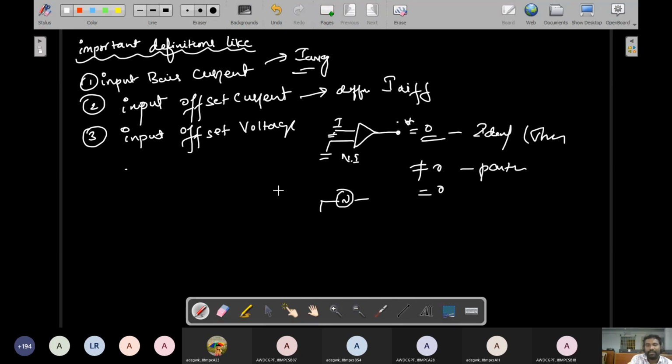Remember everybody, these three definitions we discussed yesterday: the input bias current, input offset current, and input offset voltage. Right now, in today's class, I am discussing the fourth definition, called the output offset voltage.